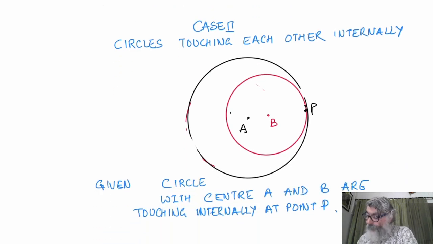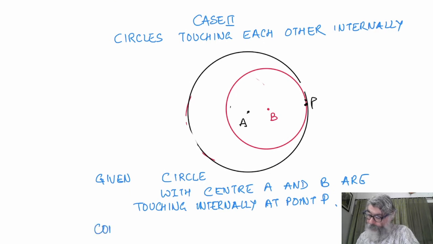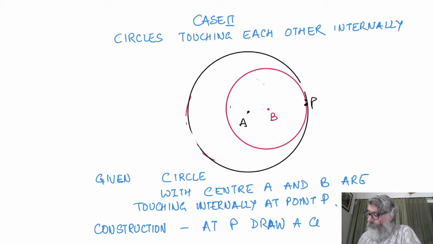Construction would be: at P, draw a common tangent PQ. I'll draw a common tangent PQ at this. Let me show you. Like this is the common tangent which is shown drawn at PQ.